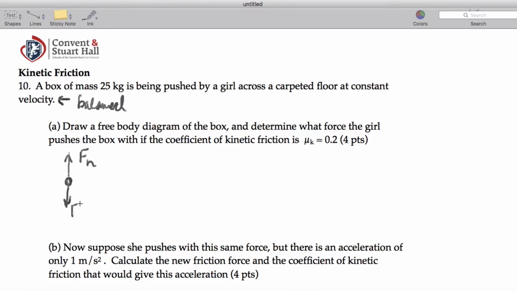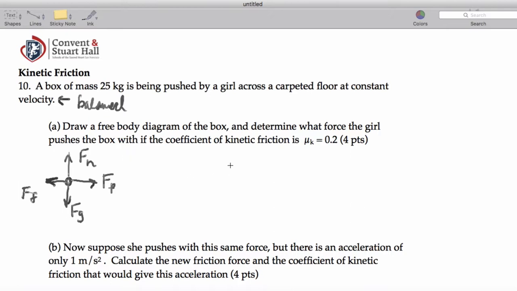First, a free body diagram where we depict the gravity or weight acting on the object, the force of gravity, the normal force pushing up from the floor. We have the girl pushing the box, and we have a friction force.